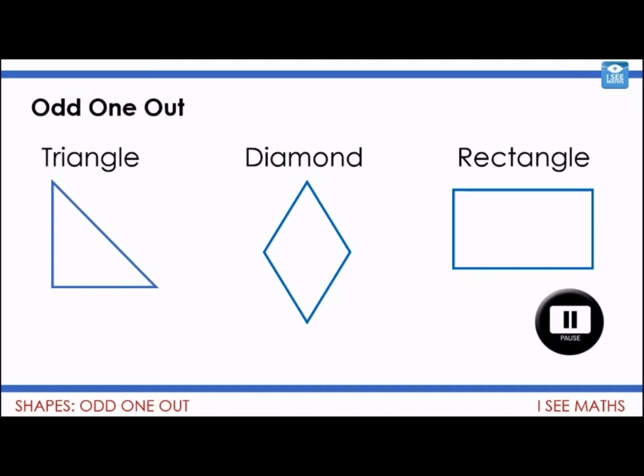Okay, well, let's have a look. Well, it must be the triangle that's the odd one out because it's got 3 sides and the other 2 shapes have got 4 sides. They're quadrilaterals. The triangle's the odd one out.